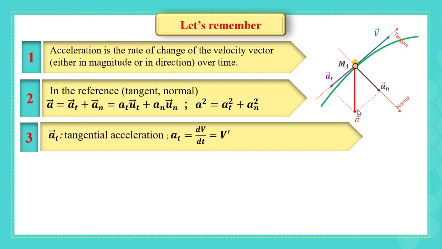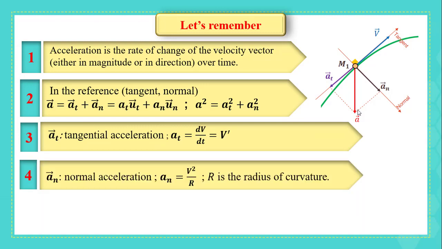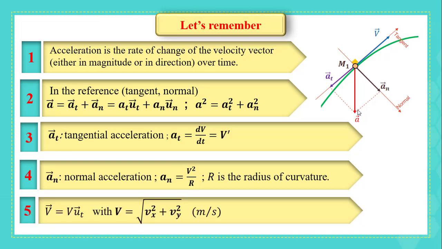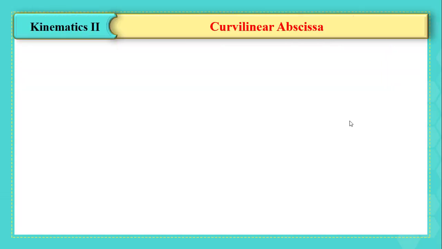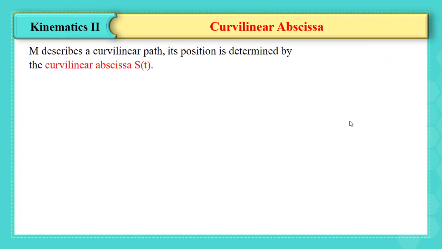At is the tangential acceleration, and its magnitude is given by the derivative of the speed. An is the normal acceleration, and its magnitude is equal to speed squared divided by r, where r is the radius of curvature. The velocity vector is equal to v ut, where v is equal to radical vx squared plus vy squared.